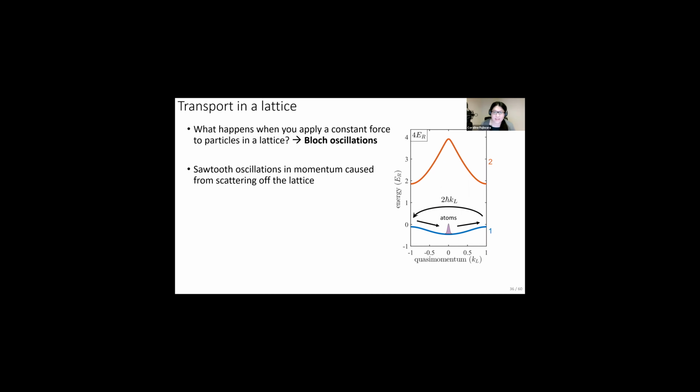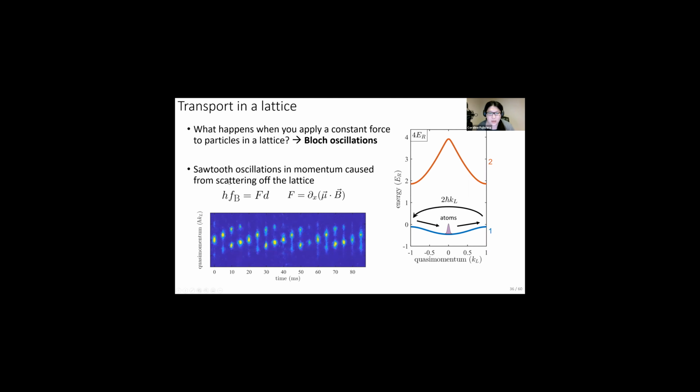But what turns out in a lattice is that instead of just accelerating, there's going to be a quantum mechanical interaction between atoms and the lattice. As the atoms accelerate, eventually they will scatter off of the lattice potential. This is a quantum mechanical effect, and it creates these characteristic sawtooth oscillations in momentum. The frequency of this is given by what's called the Bloch frequency, which is related to the force that I'm applying, the lattice spacing, and Planck's constant.